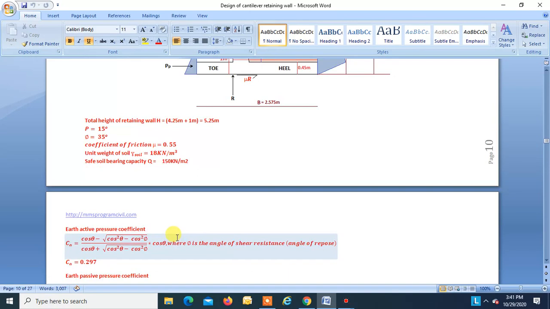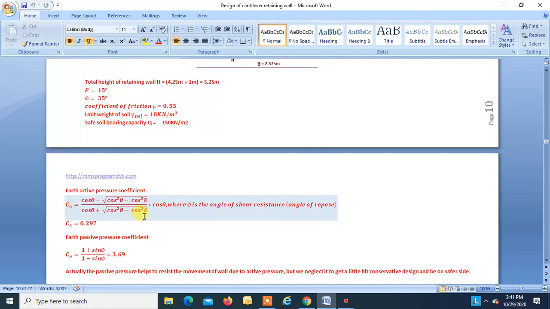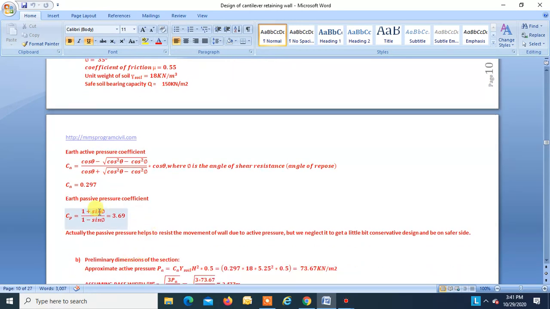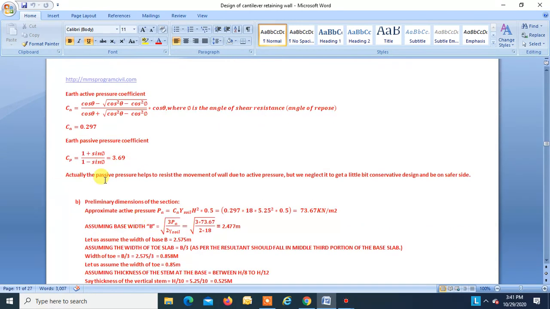Okay. So Ca is found by this formula and we know theta is 15, phi is 35. So Ca is 0.297. Cp is 0.369, okay. We are neglecting passive pressure because passive pressure helps in resisting the moment, okay? So we are neglecting that so that we will be a little bit on the safer side, okay? Because this pressure is very small, okay? Passive pressure is very small, so it is good to neglect it in our design, okay?